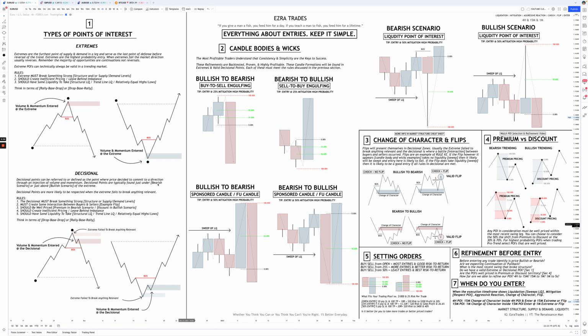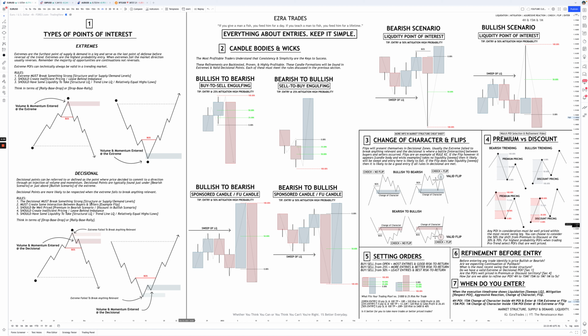So decisional points can be referred to or defined as the point where price decided to commit to a direction through an injection of volume and momentum. Decisional points are typically found just under, in terms of a bearish scenario, or just above, in terms of a bullish scenario, of the extreme.